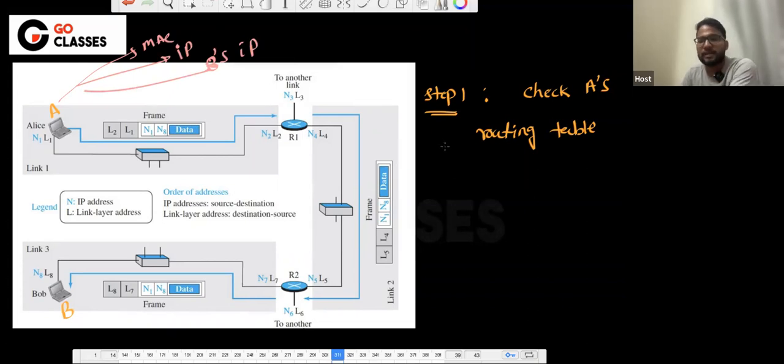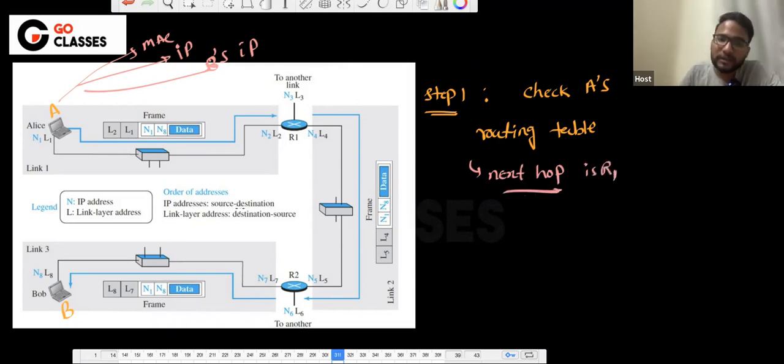Then the first step: based on B's IP address, it will check what the next hop is. Next hop is R1, right? I mean, this to this it wants to send. So once the next hop is determined, it will send the ARP to the next hop only, because it wants to know its MAC address. It cannot send directly, because if it is in the same network, then it works based on the MAC address. So it does not know the MAC address of R1.